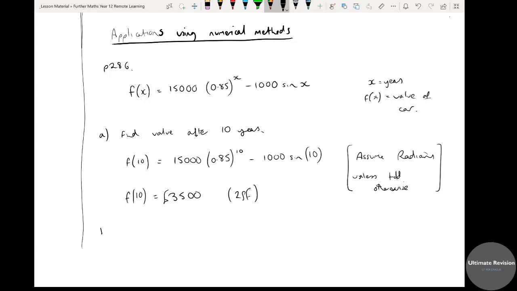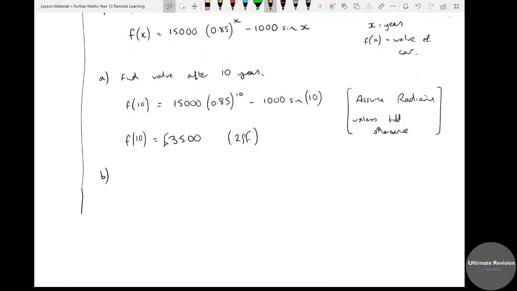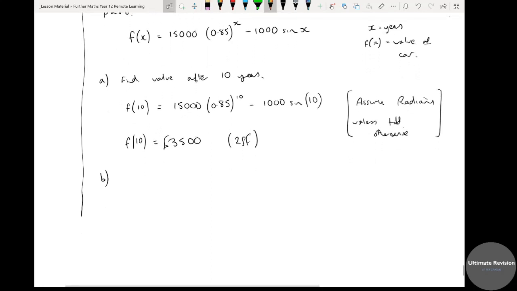Right, part B is show that f(x) has a root between 19 and 20. Okay, so show it has a root between 19 and 20. What this means practically is that's when the value of the car will be nothing. Okay, so after 19 or 20 years.